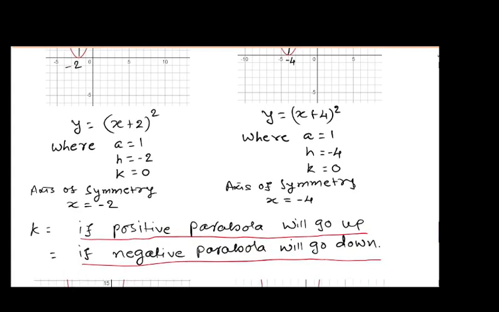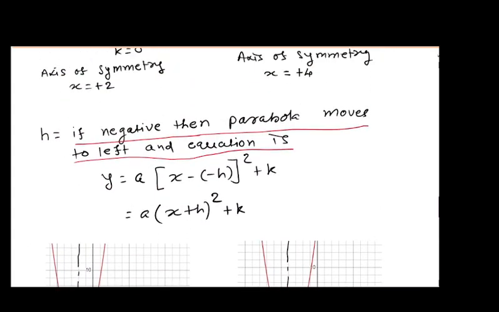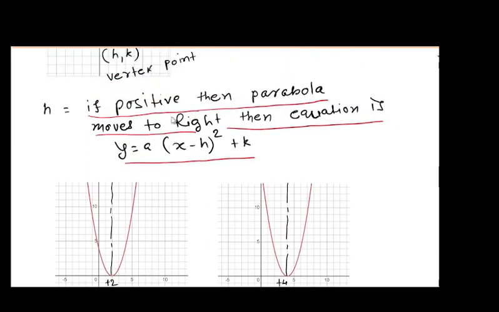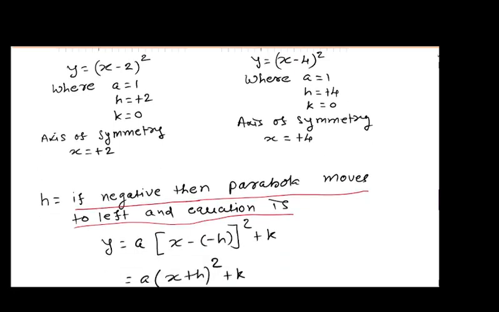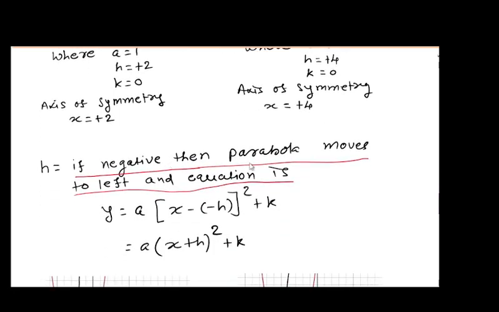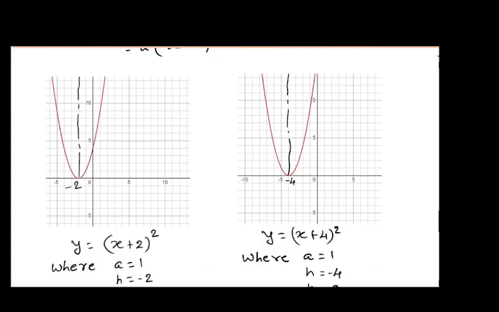So this was regarding the h value. Again, when h value is positive, parabola moves to the right, and the equation is y is equal to a into (x minus h) square plus k. When parabola moves to the left, then h value is negative, and the equation becomes y is equal to a into (x minus h) square plus k. So it is y is equal to a (x plus h) square plus k. Correct? Hope this is very clear now. Easy, right?